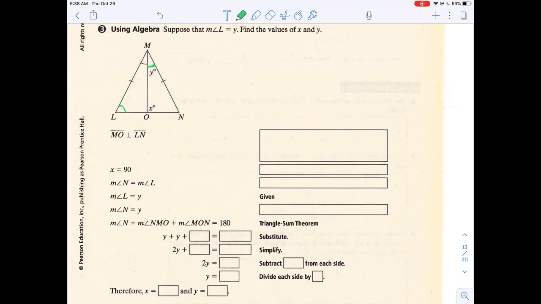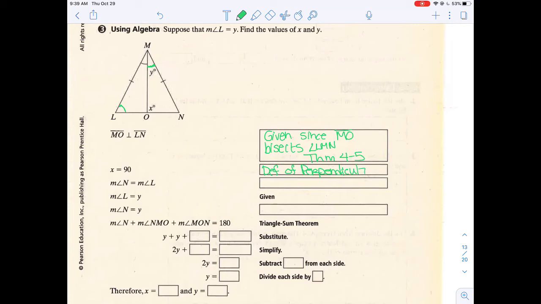MO is perpendicular to line LN. This is given since MO bisects angle LMN. And this is what we were talking about with theorem 4.5. So then angle X equals 90. That's the definition of perpendicular bisector.